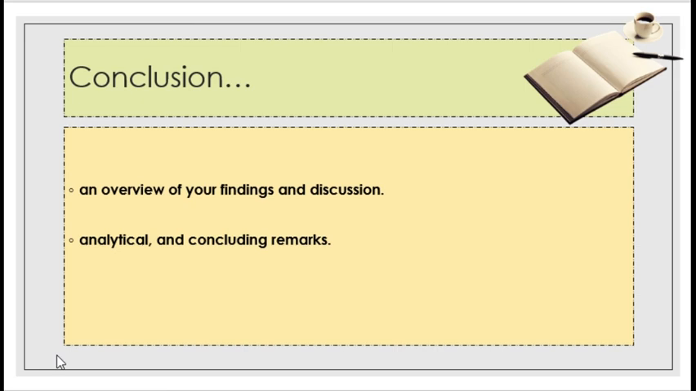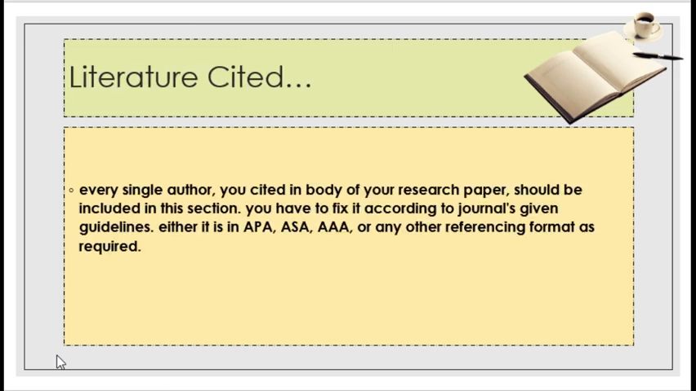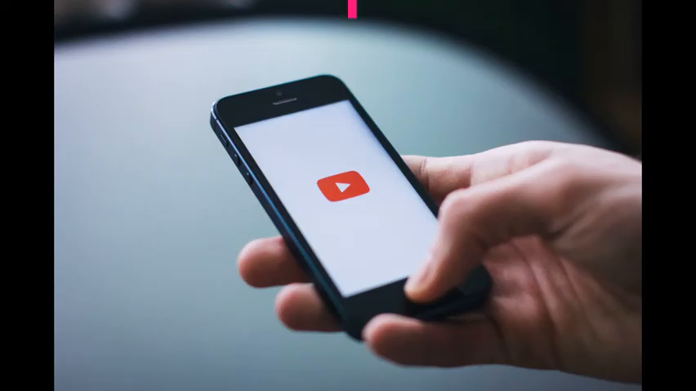Last section of your research paper is literature cited. Every single author you cited in the body of your research paper should be included in this section. You have to fix it according to journal's given guidelines. Either it is in APA, ASA, AAA, or any other referencing format is required.